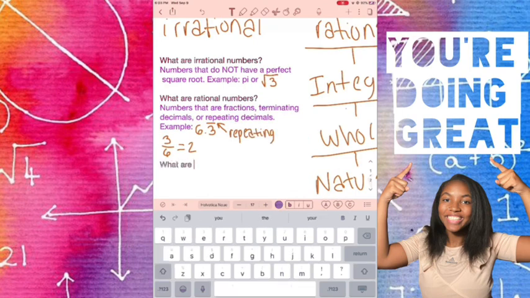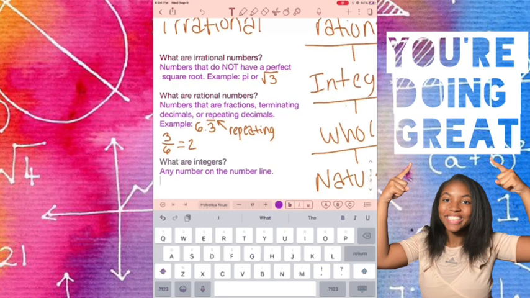Okay, you're doing great so far. So the next question I want you to ask is, what are integers? I feel like integers have the most wide open spot for numbers. And it's a very simple definition. It's any number that's on the number line, after 0, before 0, any number.